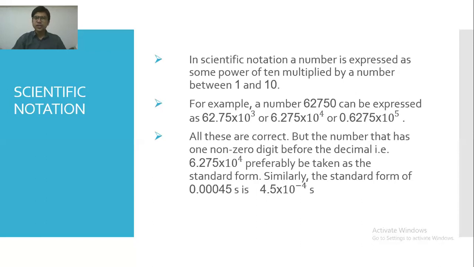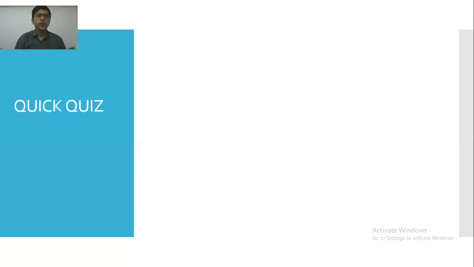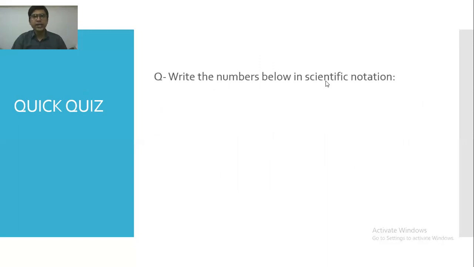Okay. So this is about scientific notation. Simply, in scientific notation, we use 10 raised to a power in order to express very large or very small numbers. Okay. Now what we are going to do is have a quick quiz. In this quiz, there will be a number and we have to use scientific notation in order to express it. Okay. So the question is, write the numbers below in scientific notation.